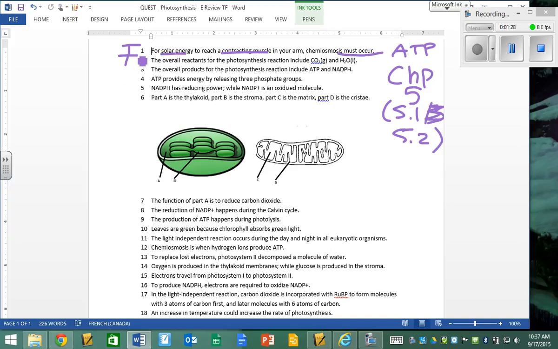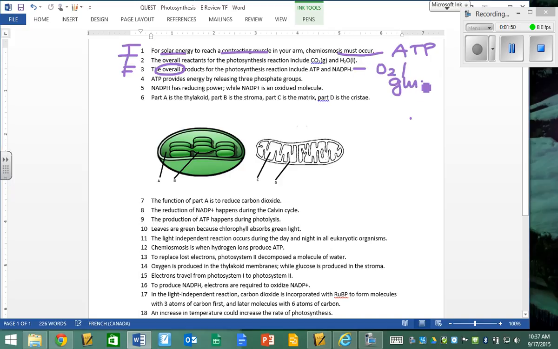Now, number 3 is false. It's true that I produce them at some point during photosynthesis, but I use them up. So when I say the overall products for photosynthesis, what I'm referring to is not those 2 substances that get made and then used, but I'm referring to oxygen and glucose. So those are the overall products for photosynthesis. They're also the reactants for cellular respiration.